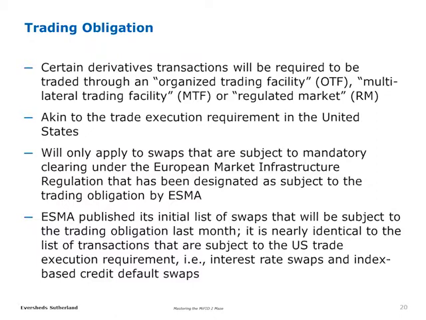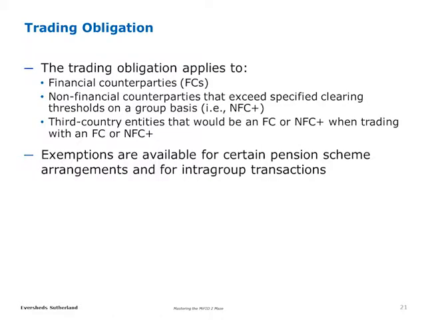In terms of who the trading obligation applies to, EU-domiciled financial counterparties, referred to as FCs, and non-financial counterparties that exceed certain specified clearing thresholds, referred to as NFC pluses, are subject to the requirement. For U.S. persons, the requirement will apply whenever you engage in a trade that is subject to the trading obligation with such a person, and you yourself would be classified as an FC or an NFC plus if you were in the EU. So in other words, you're engaging in the same determination of your classification as you would have under EMIR.